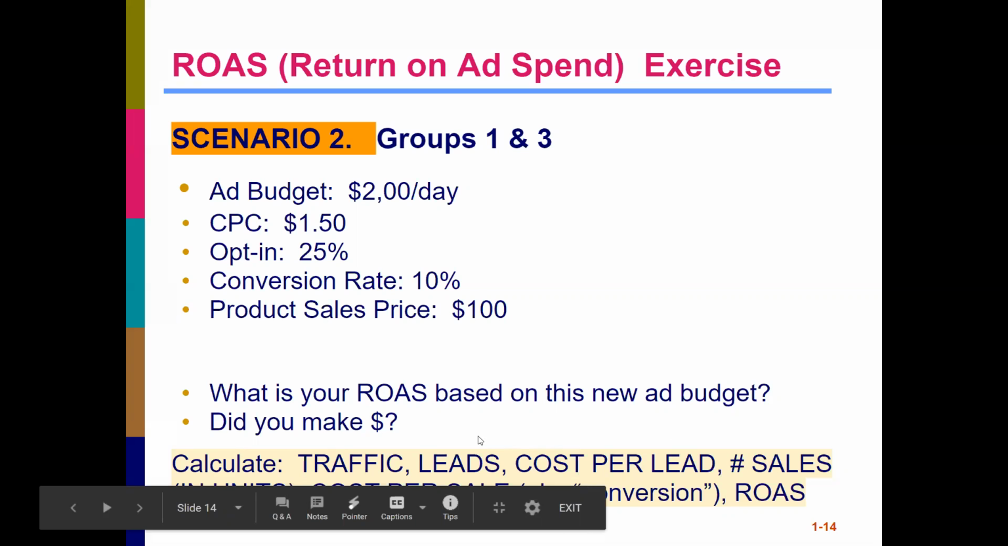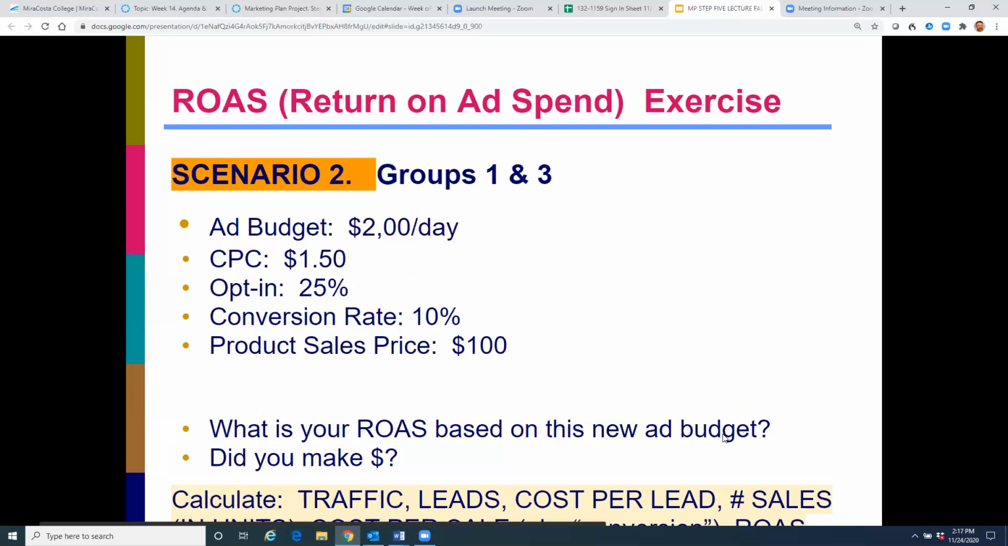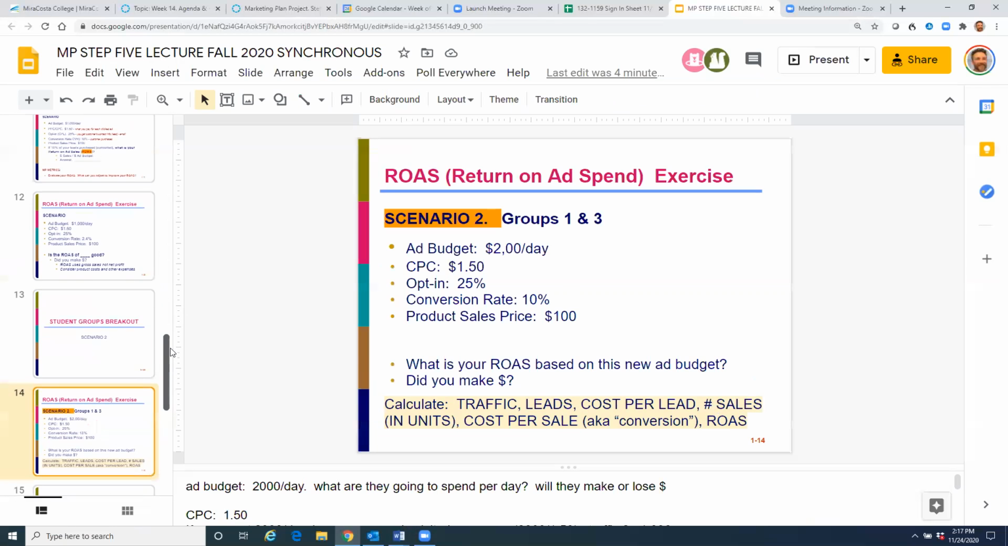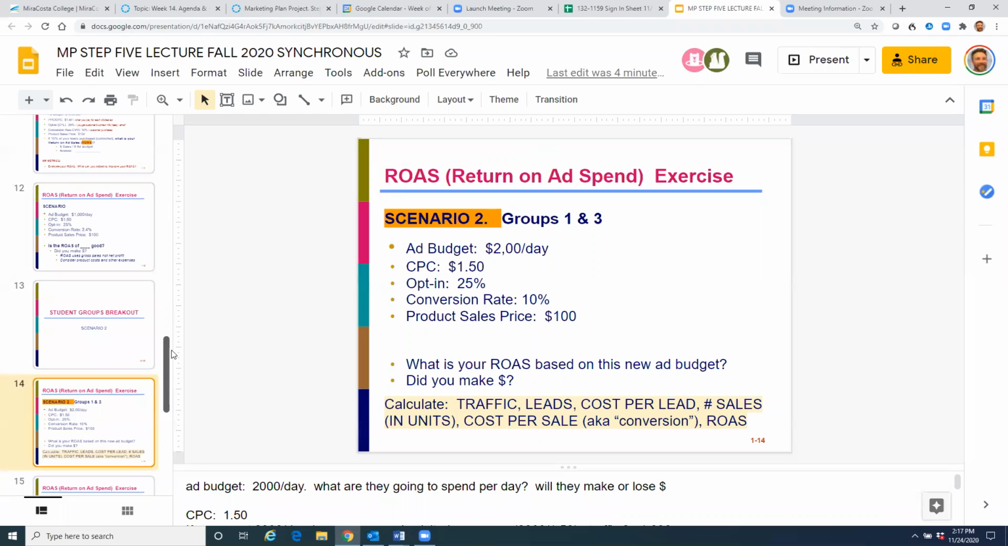And the steps you'll need to do there is first generate traffic, and then determine your number of leads, your cost per lead, number of sales, and then get to the final number of your cost per sale, and then a return on ad spend. So again, to do the return on ad spend, it's that simple: total sales divided by ad budget.